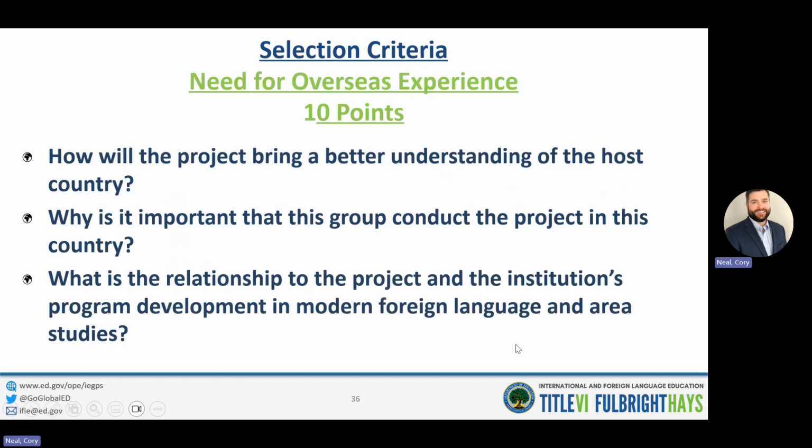The need for overseas experience is our last criteria. Here you should discuss how the project will bring about a better understanding of the host country. Why is it important that this group of people conducted their project in this specific country? And what is the relationship to the project and the institution's program development and modern foreign languages and area studies?